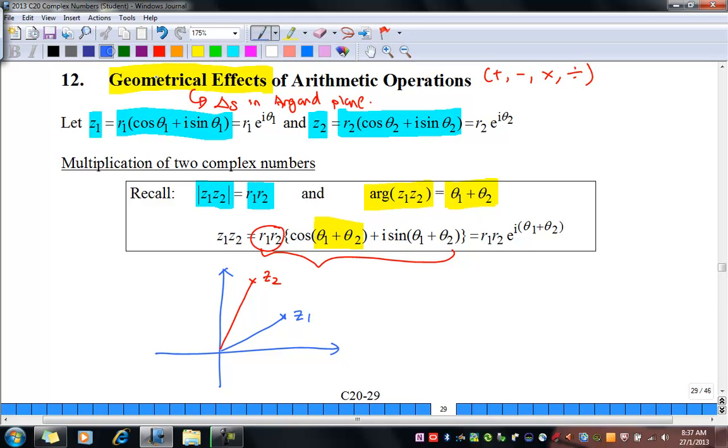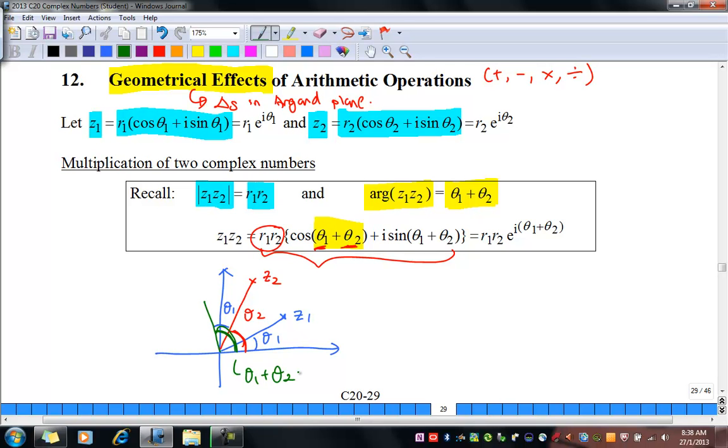So then this would be an angle of theta 1, and this red angle over here would be theta 2. So what would the argument of the new complex number be? It will therefore be theta 1 plus theta 2, so it means that it's going to be theta 2 added by another angle of theta 1. So therefore I know my new complex number z1 z2 will have an argument of this, which is theta 1 plus theta 2.